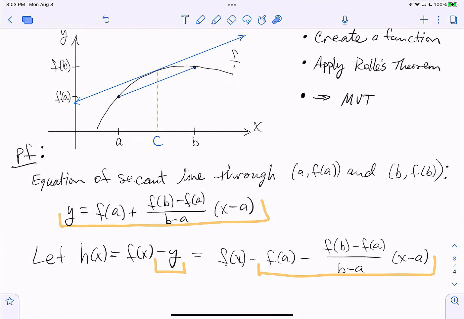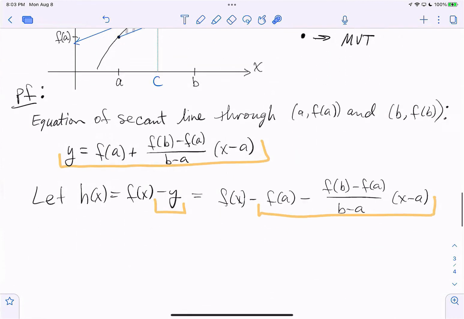Sometimes folks will ask me, where's h(x) in this picture? It's a good question. f(x) is the curve, and y is the blue segment. I mean, really it's a line, but we're only looking at the segment. So f(x) minus y is the vertical distance between the curve and the secant line. Okay. We created a function. Now we're going to apply Rolle's theorem.